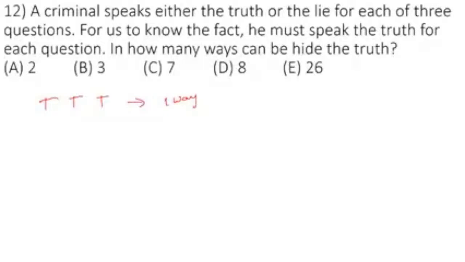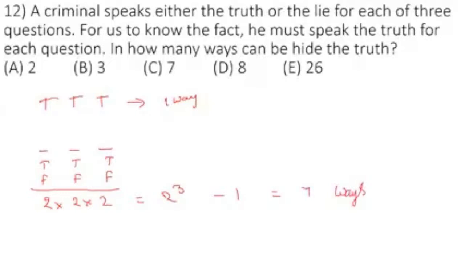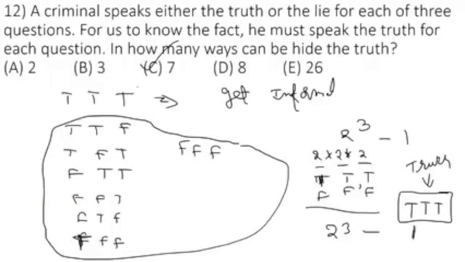And remember, generally for every question, the possibilities of speaking are true or false, true or false, true or false here, that is 2 into 2 into 2, which is 2 cubed. From that, I need to remove the case that he is speaking the truth all the way, so that is 7 ways. Otherwise, the total number of ways of writing true or false is 8 ways. In that, I need to remove the truth case. So I can see here 7 ways.